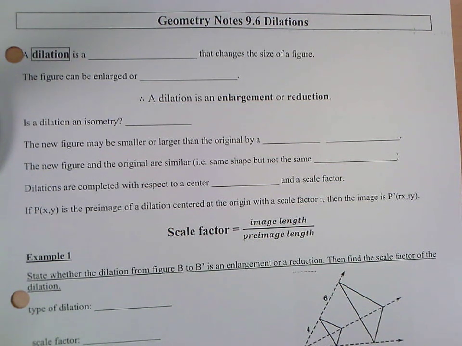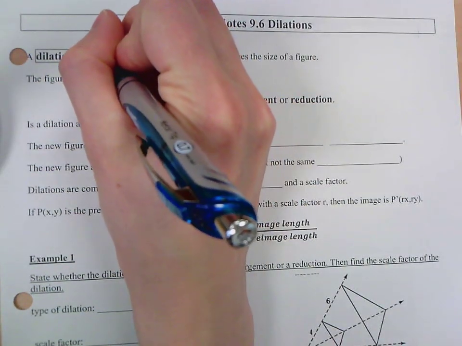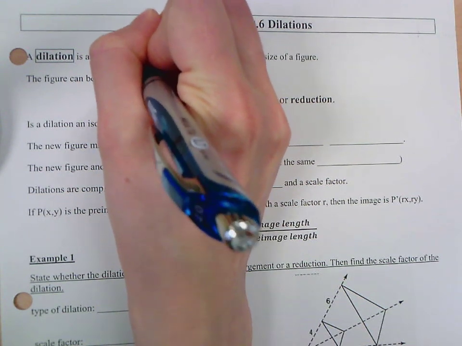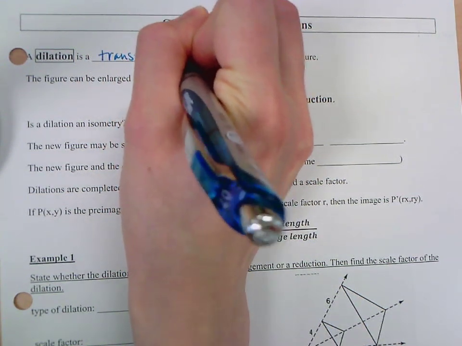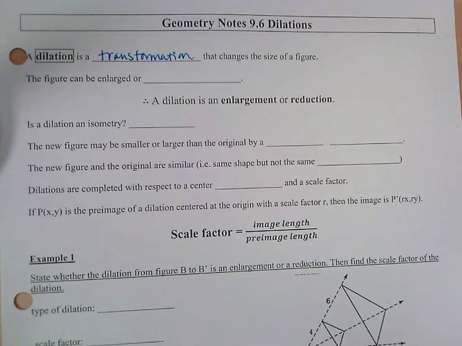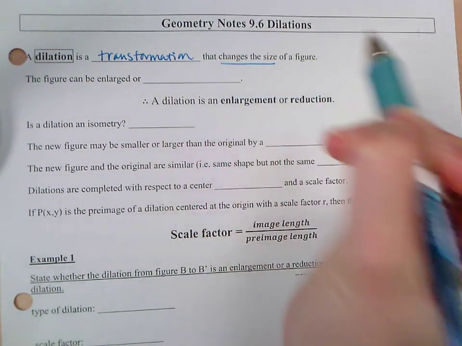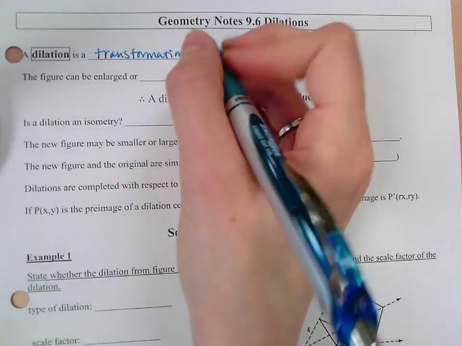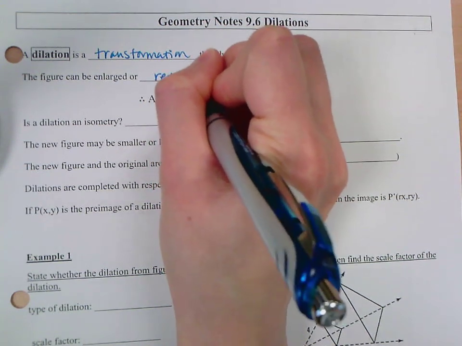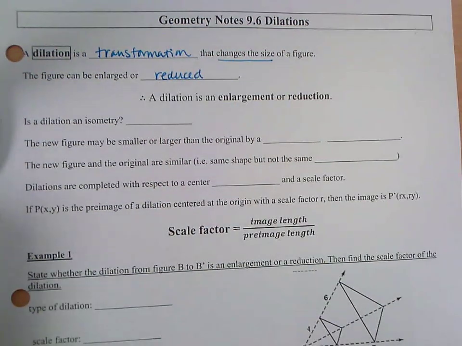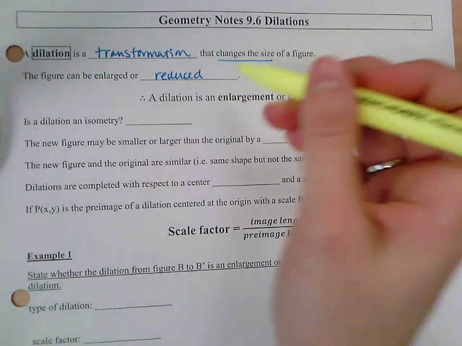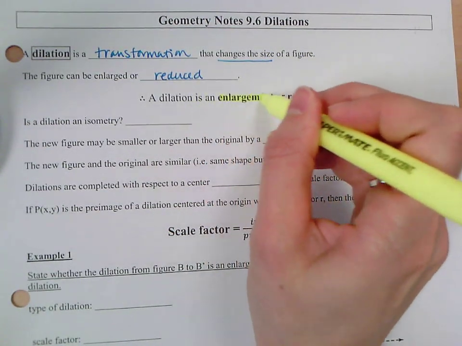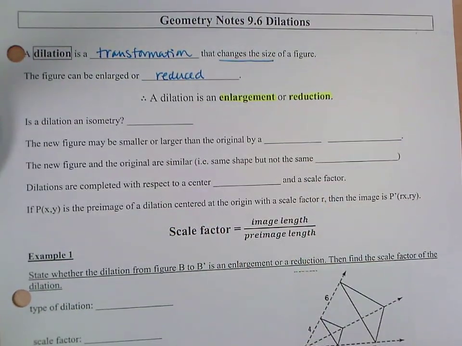So dilations, these are transformations that change the size of a figure. So this is a transformation that will change the size of a figure. So by changing the size, we either describe it as the figure can be enlarged or it can be reduced. So this is the terminology. You'll be identifying whether a dilation is an enlargement or a reduction.